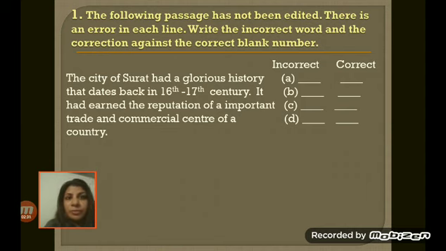So if you want to do it yourself without listening to the explanation, then you can pause the video here and attempt it yourself, and then you can listen to the explanation later, or you can look at the answers directly. Okay, but for the others who would like to have some help here: the city of Surat had a glorious history that dates back in 16th 17th century. It had earned the reputation of a important trade and commercial center of a country.